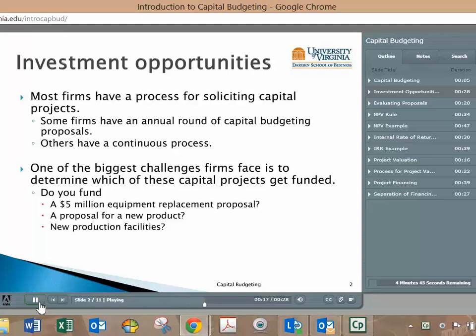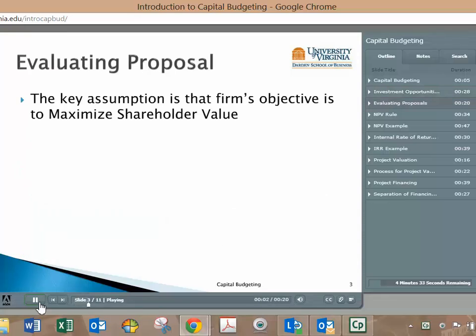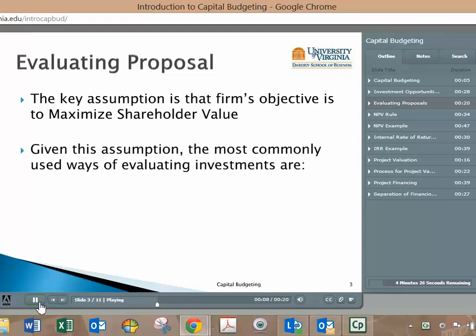Do you fund a $5 million equipment replacement proposal, a proposal for a new product, new production facilities? Confronted with a set of choices, firms need a process for evaluating projects. Underlying everything as we go forward is the key assumption that a firm's objective is to maximize shareholder value. Given this assumption, the most commonly used ways of evaluating investments are net present value, or NPV, and internal rate of return. Both of these produce decisions which are consistent with maximizing shareholder value.